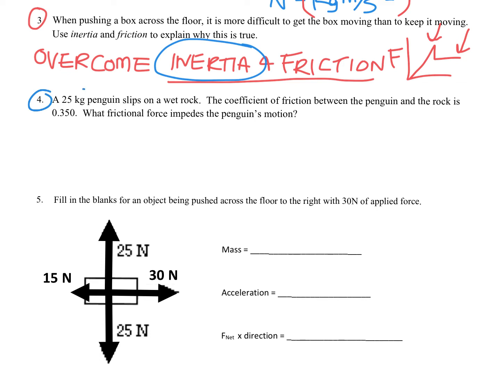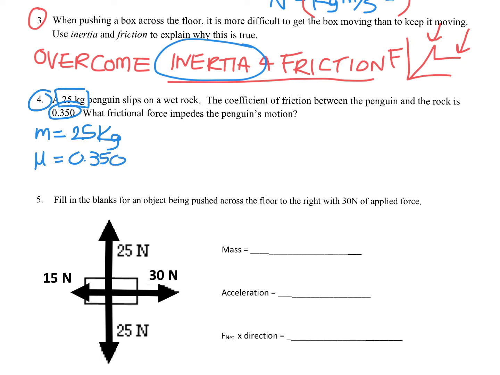It says a 25 kilogram penguin. All right, so first of all, let me start organizing my information. I don't know if I'll need it all, but I'll organize. 25 kilogram penguin slips on a wet rock. I love penguins, by the way. The coefficient of friction between the penguin and the rock is 0.35. So the coefficient of friction is mu, 0.350, and there's no units for the coefficient of friction.